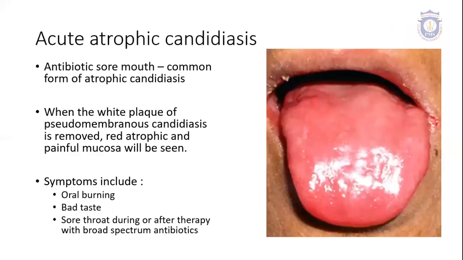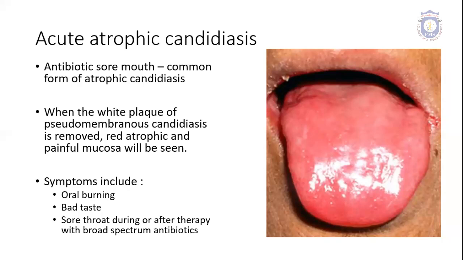Next form is acute atrophic candidiasis. So the antibiotic sore mouth is the most common form of atrophic candidiasis. Acute candidiasis means candidal infection which is of acute onset or sudden onset. So antibiotic sore mouth is a common example for atrophic candidiasis.